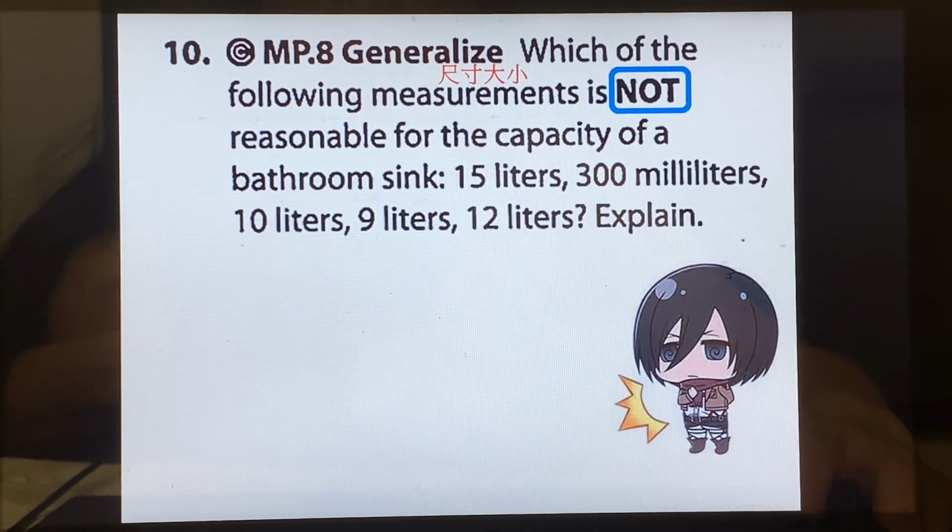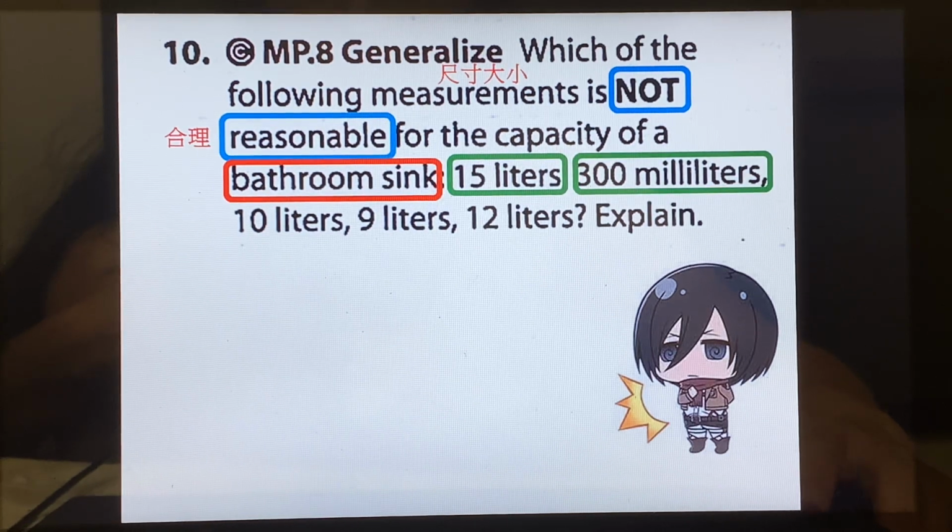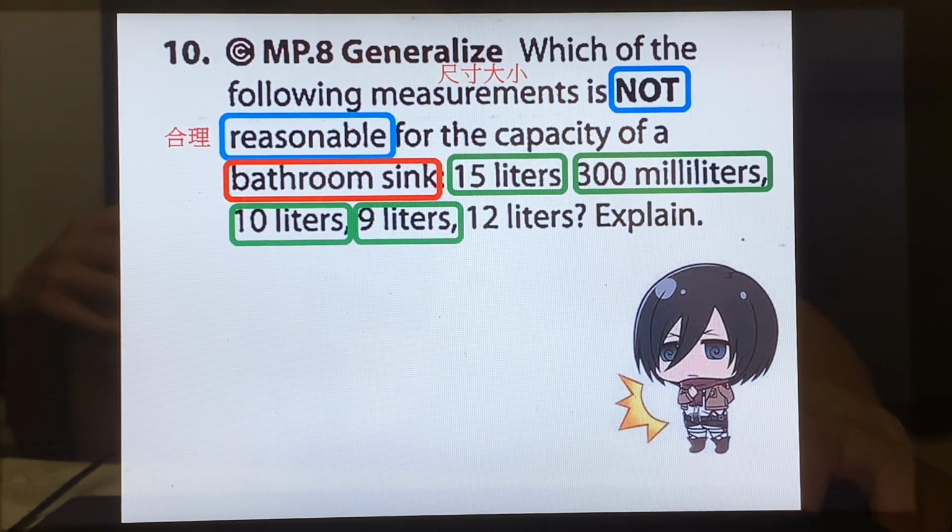Which of the following measurements is not reasonable for the capacity of a bathroom sink? 以下呢，哪一个尺寸大小不太合理？对于 bathroom sink 浴室洗手台的容量。15 liters, or 300 milliliters, or 10 liters, or 9 liters, or 12 liters? Which one is not reasonable?